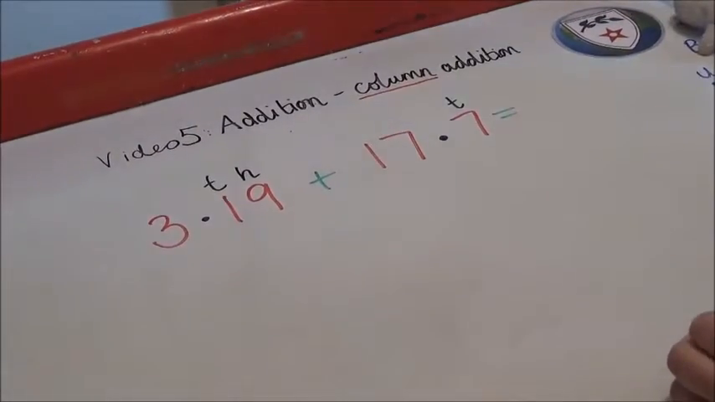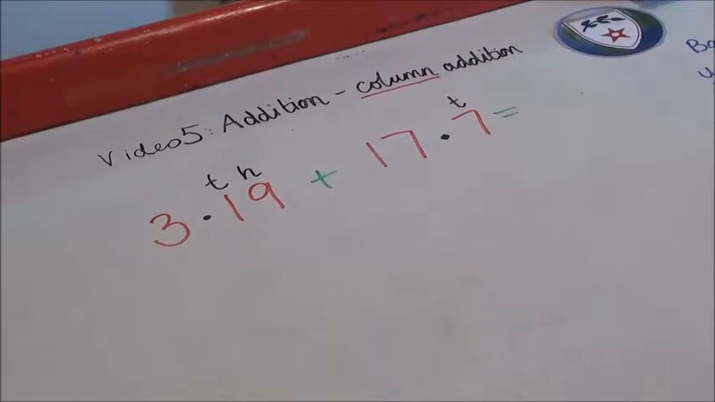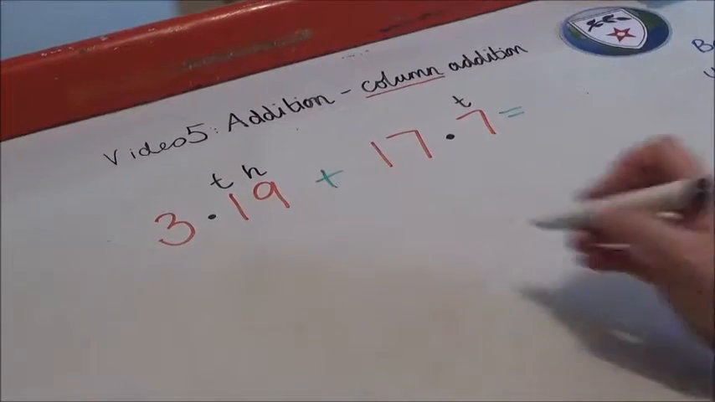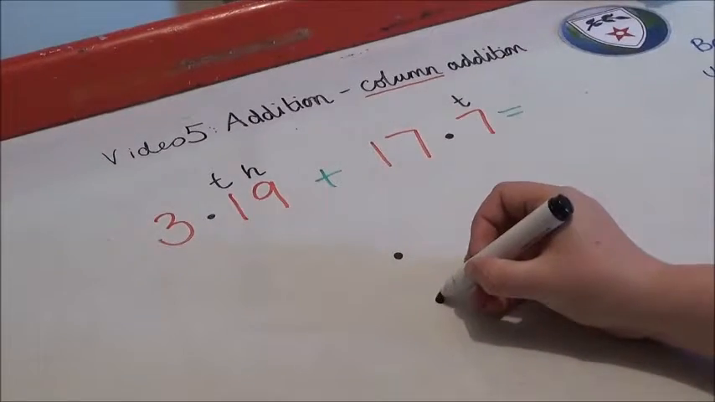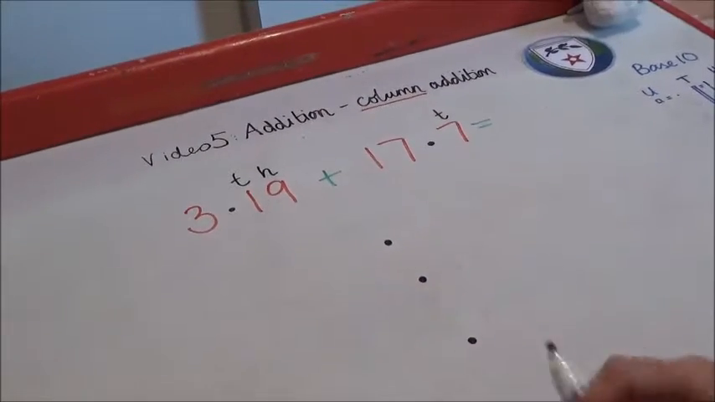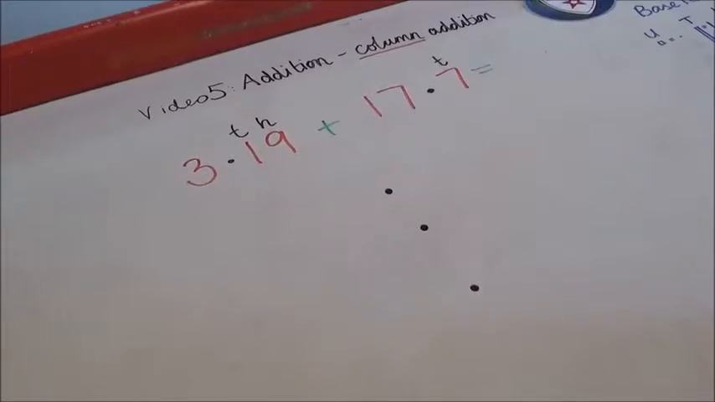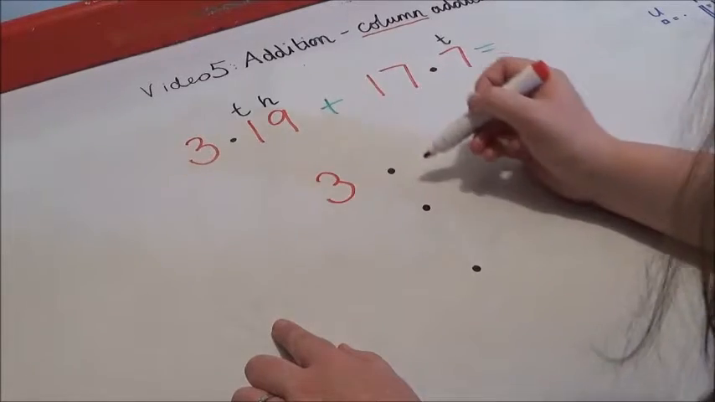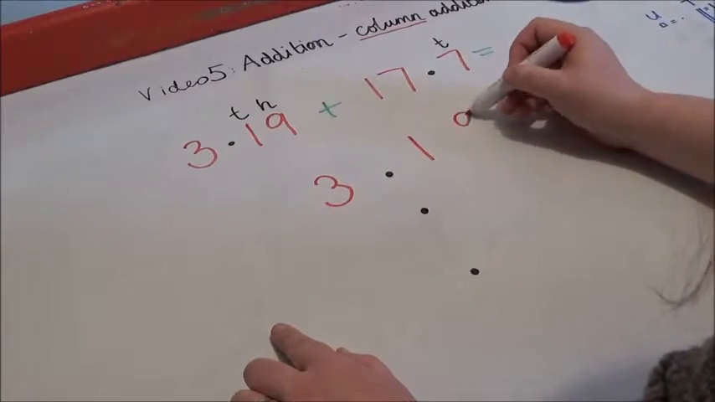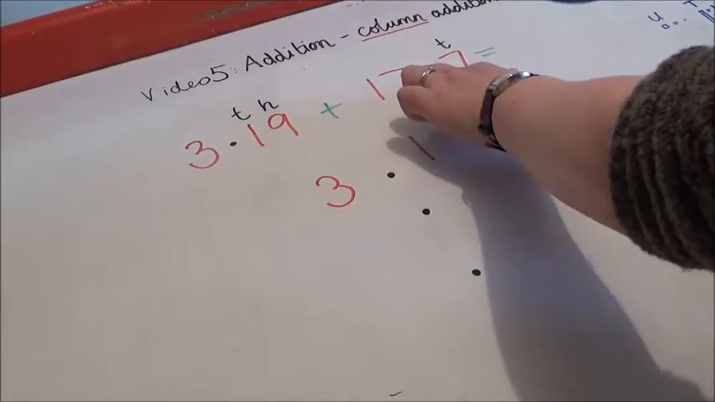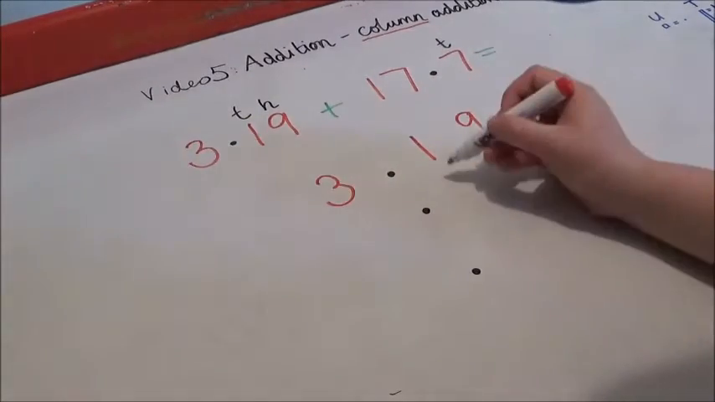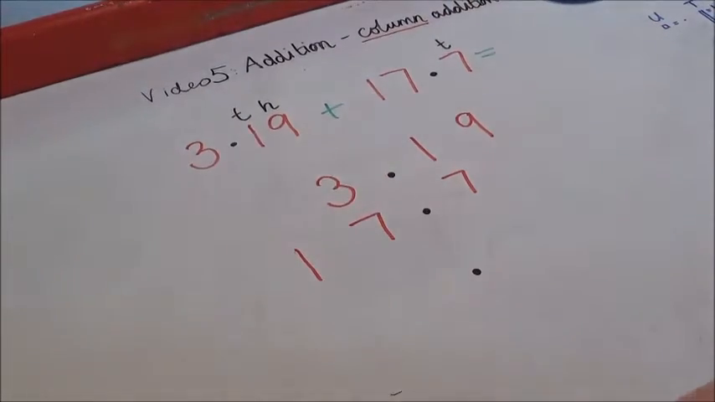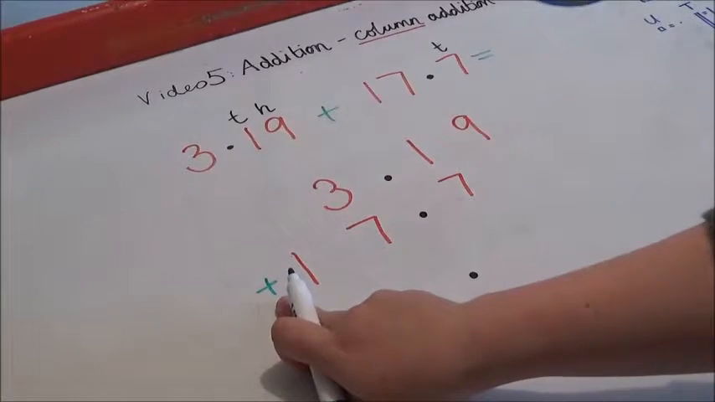So just as we did with the column addition using 100s, tens and units, we need to line these numbers up into their place value columns. My advice to you would be to start with your decimal point and line them up around your decimal point. That way you're not going to get confused into which column's going where. So this number here, 3.19. I'm going to put my 3 units here in this column. I've got 1 tenth and 9 hundredths. Here, I've got my decimal point, and I've got 7 tenths here, and then I've got 7 units and 1 ten.